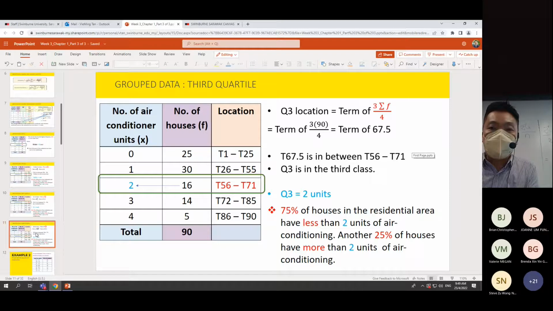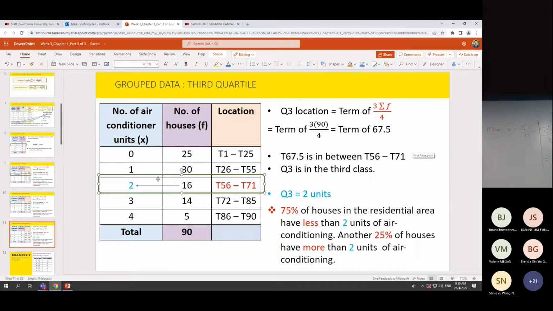Now we need to identify the class of Q3. Is it in the first class? No, because the first class is T1 to T25. Second class also no, because 67.5 is more than 55. So it's not in the second class. Third class: is it within this range? Yes. The third class is from term 56 to term 71, so 67.5 is under this class. This class is the Q3 class.